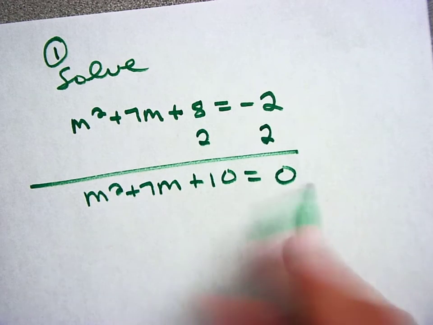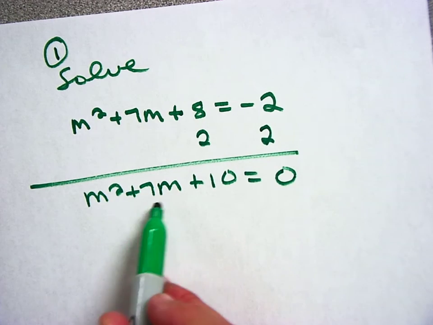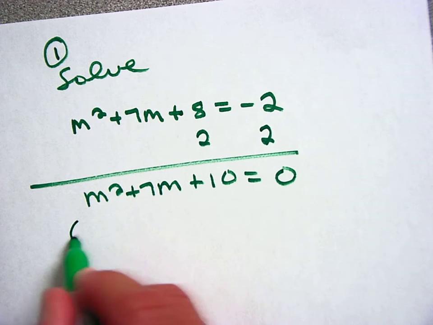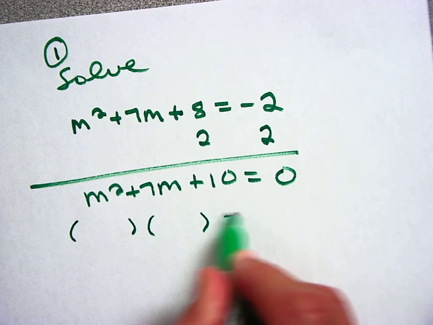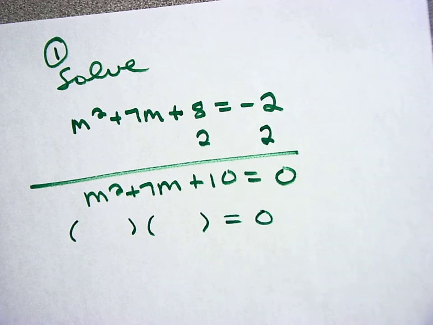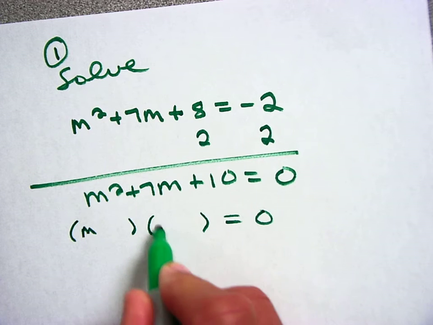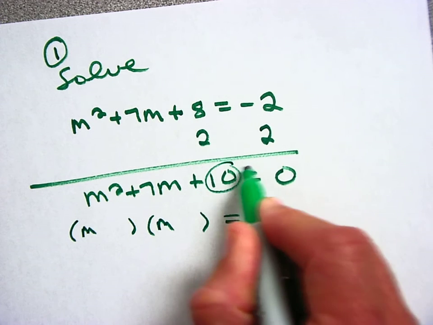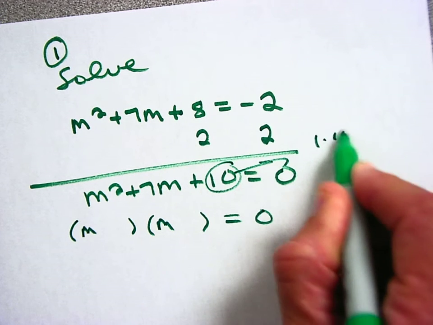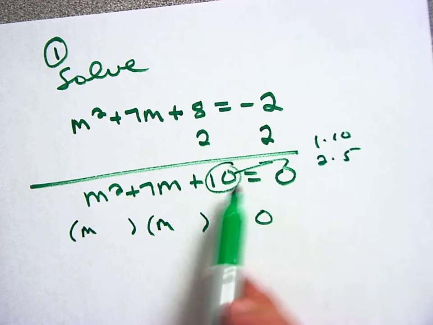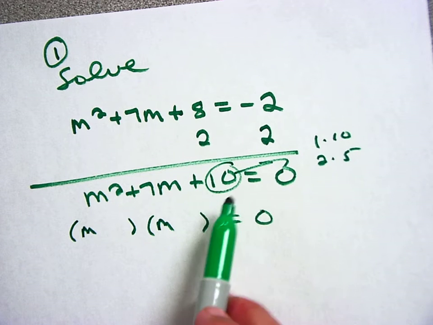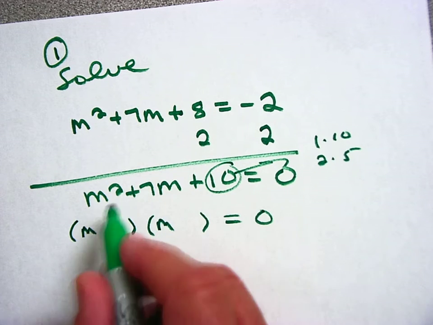Well, anyway, after you set it equal to 0, you're going to factor. No GCF. Because it's a trinomial, you're going to try this. A lot of times they do work, not always. m times m, then factors of 10: 1 times 10, 2 times 5. You're looking for the magic pair that multiplies to be 10 and adds up to 7.